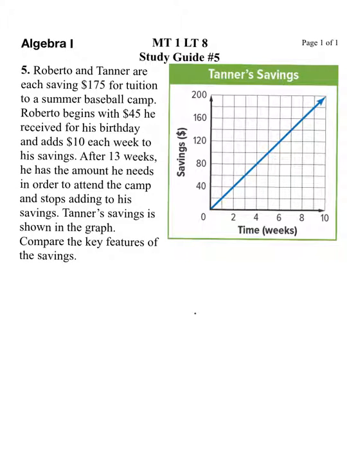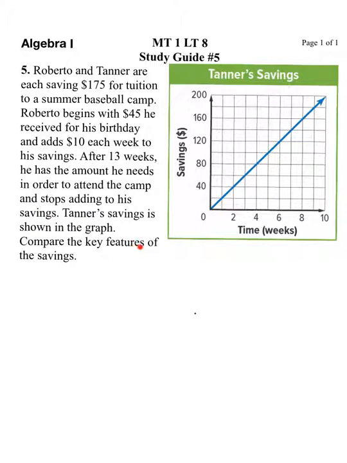In example 5, we see Roberto and Tanner are each saving $175 for their tuition to a summer baseball camp. Roberto begins with $45 that he got from his birthday, and he's going to add $10 each week to his savings. After 13 weeks, he has the amount he needs in order to attend the camp. And Tanner's savings is shown in the graph.